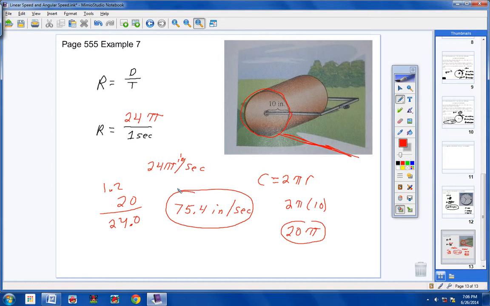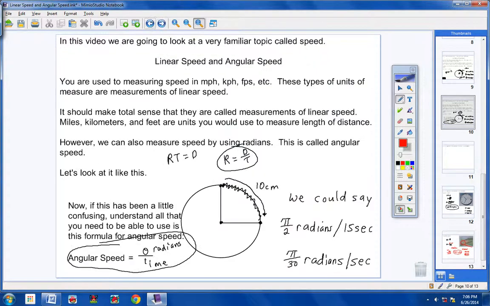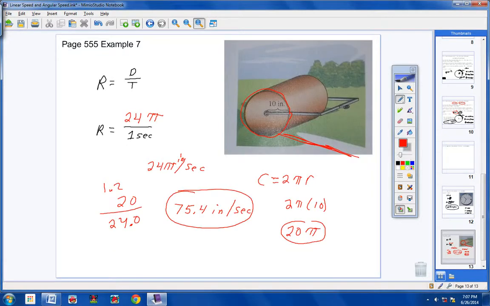Okay, and that's it. You really need to practice these now on the homework that I'm going to give you. I hope this has made sense. Again, what we're trying to look at today is linear speed and angular speed. Linear speed is the speed that you're used to: rate times time equals distance, so your speed is distance divided by time. Angular speed is something new, and it's speed measured in radians, so it's radians divided by time. Call or email if you have any questions.